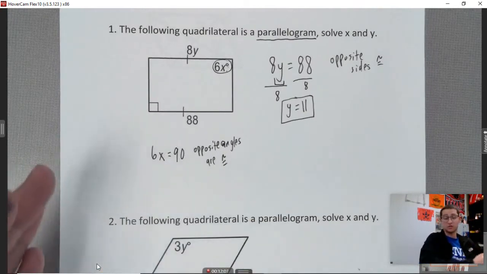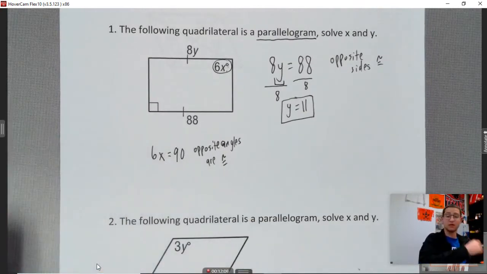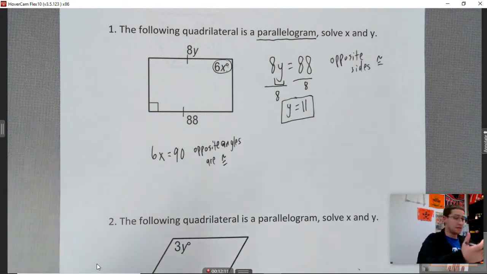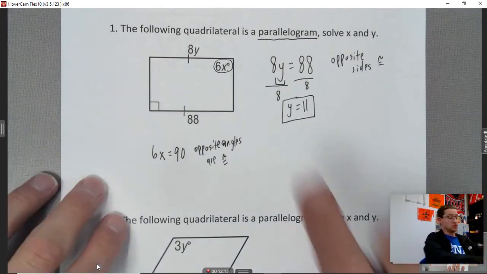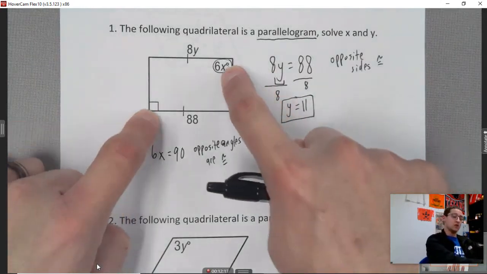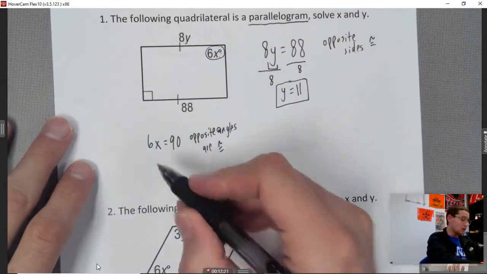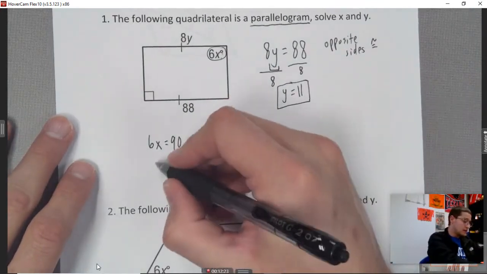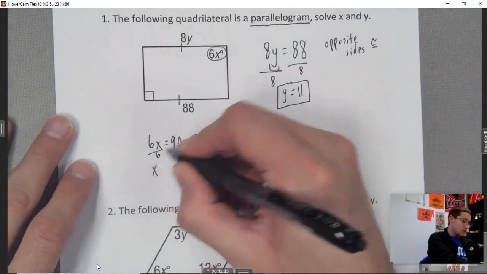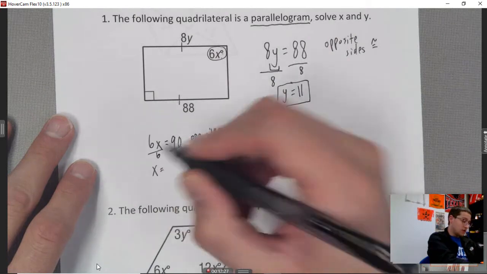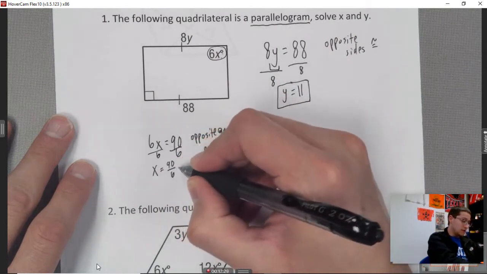Again, the algebra on this one is not particularly difficult. It's a one-step algebra problem. Maybe the algebra is more complicated, maybe it's a two-step, three-step, whatever it is. You can set these two things equal to each other because we know they're the same, because it's a parallelogram. So I've got 6x is equal to 90. I'm going to divide both sides by 6 here. So x is equal to 90 divided by 6.